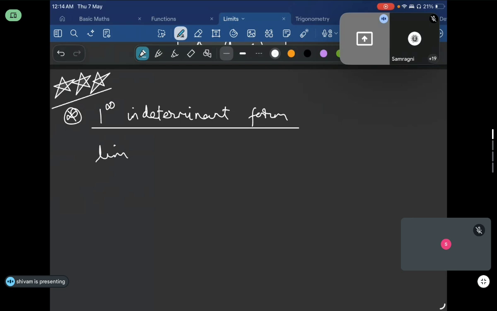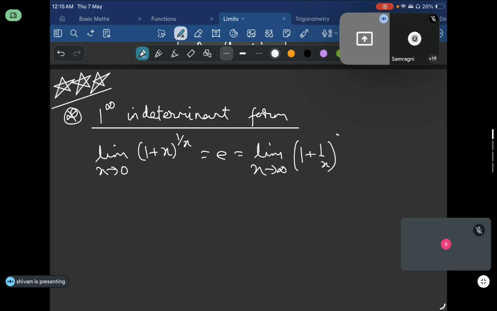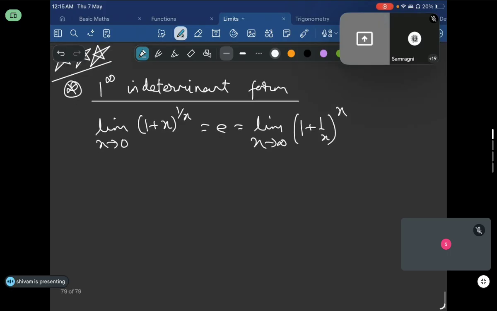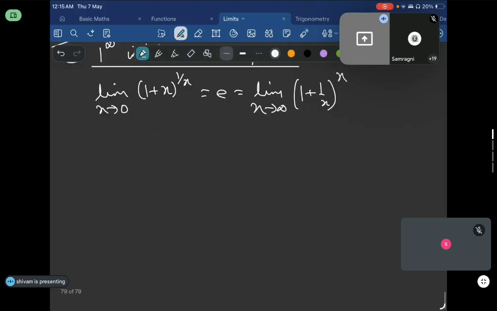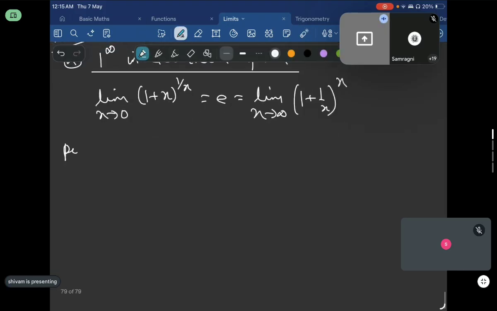That is limit x tends to 0, (1 plus x) whole to the power 1 by x, which is equal to e. And this is also equal to limit x tends to infinity, (1 plus 1 by x) whole to the power x. Both are very important. Over here the base is tending to 1, whereas the power is tending to infinity. Let us see the proof. I'll give you a standard result also, on how to resolve it.